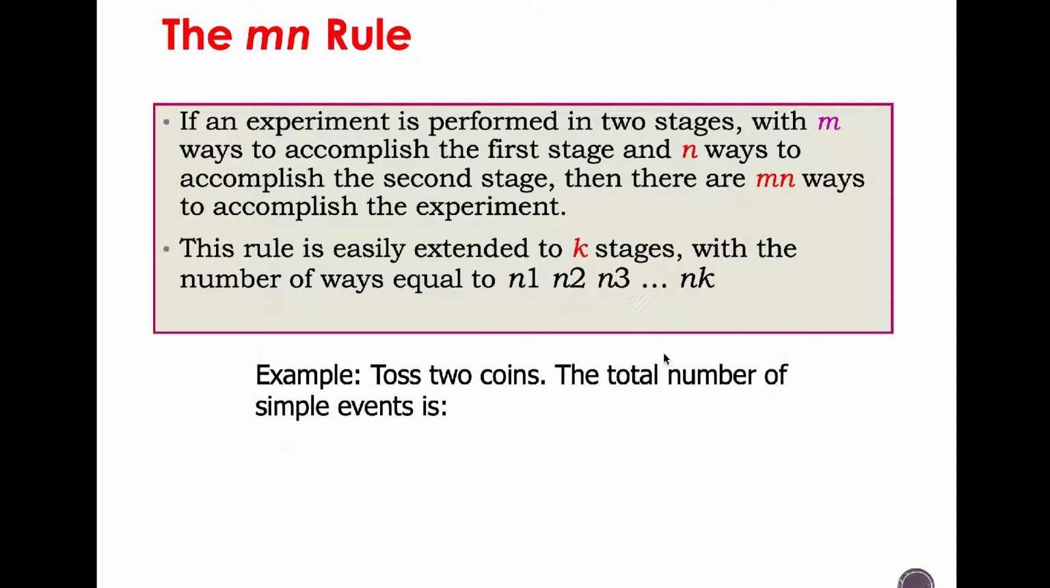Example, toss 2 coins. The total number of simple events is... toss 2 coins. Of course, only head and tail, so it's only 2.